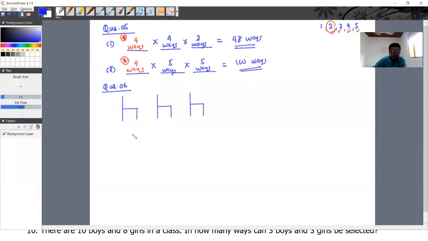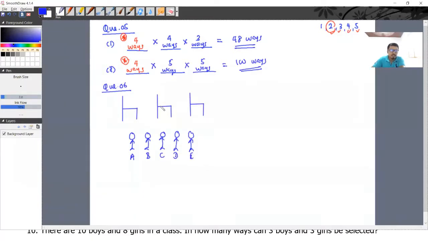And how many people are waiting to be seated there to occupy these 3 chairs? There are 5 people waiting to be seated. He is A, he is B, this one is C, D, and E. So how many ways can these 3 chairs be occupied by these 5 individuals?